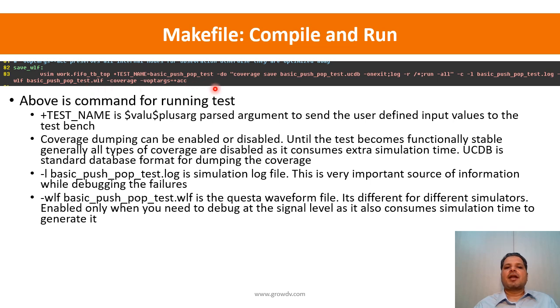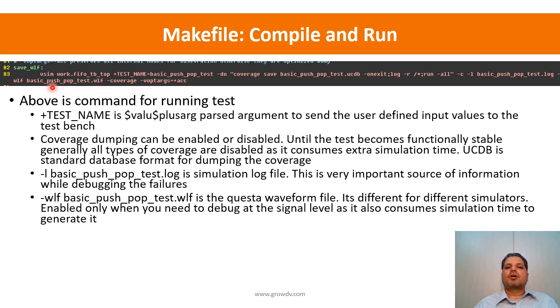And then if there are any other additional options, we are specifying those. So once we do that, if I launch a target make save WLF, then what this particular command line will do is it will run this basic push pop test, and my coverage database will be dumped in this basic push pop test.ucdb, and my log file will be created in this basic push pop test.log, and then my waveform will be created as a basic push pop test.wlf, right?